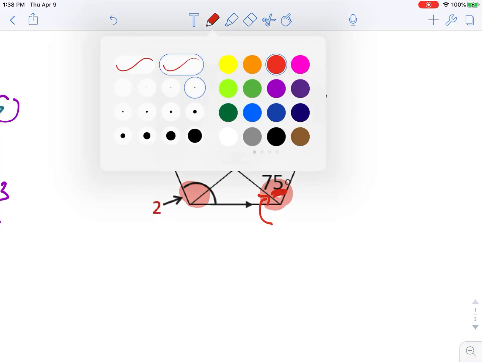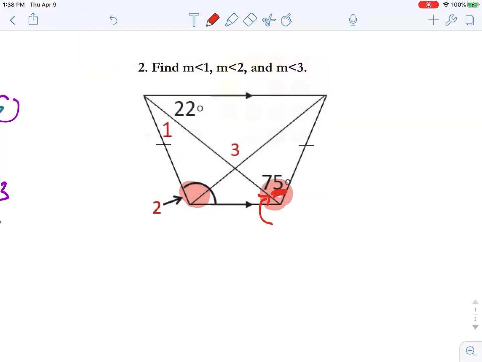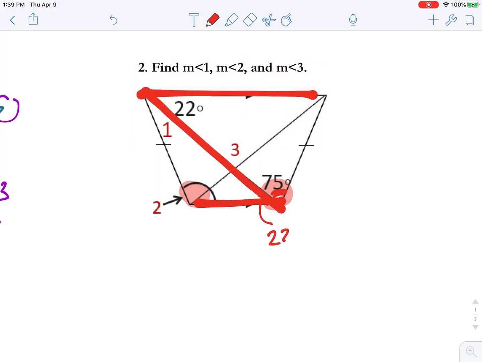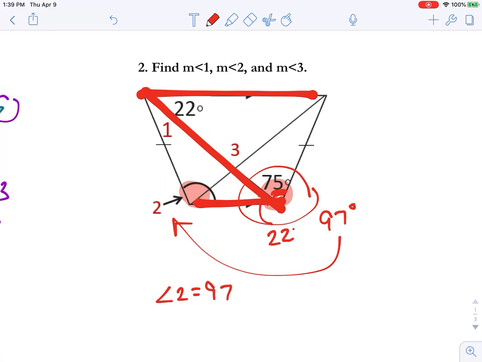It's hard to see. Let me give you a hint. If you look at the parallel lines and the transversal, you should be able to see that this has to be 22 degrees. So this entire angle has to be 97 degrees, and that is the same as angle 2. So angle 2 equals 97 degrees.